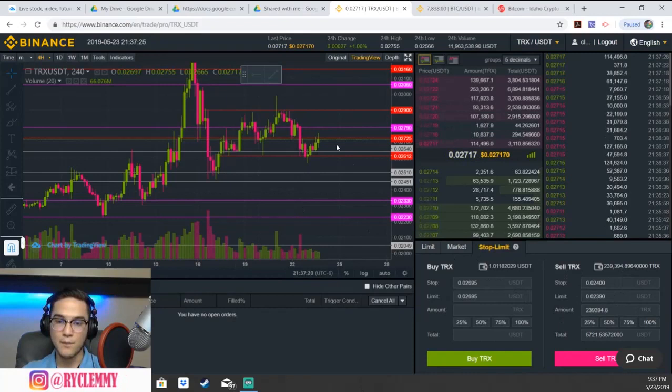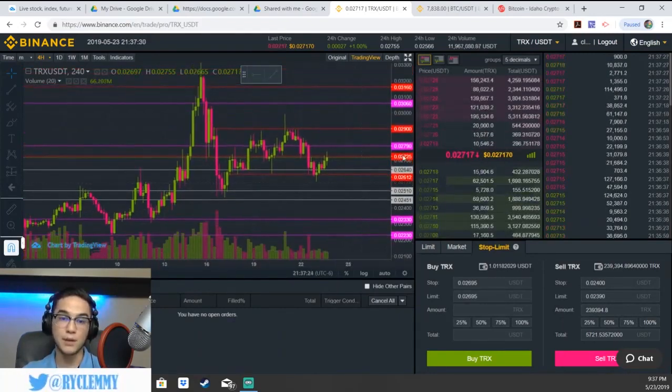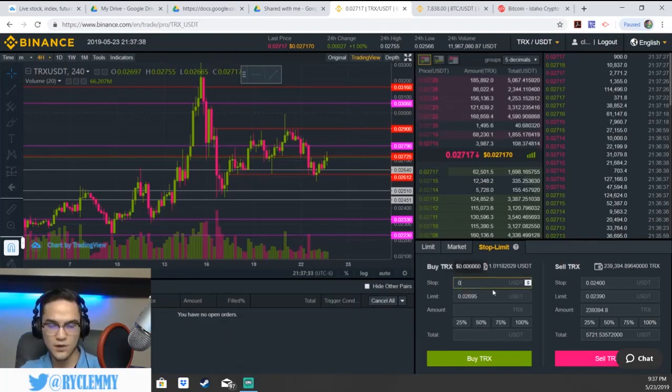Same thing goes for a buy. Let's say that you didn't want to miss out on the market blowing up overnight. So you could say, okay, I want to place a buy order if Tron gets higher than 3 cents. If Tron gets higher than 3 cents, I want to buy it because it could keep going up.